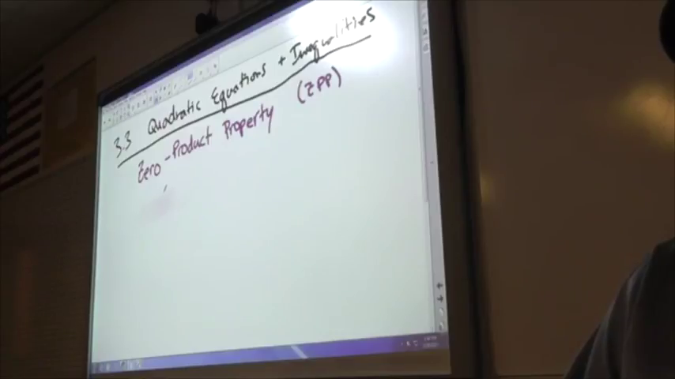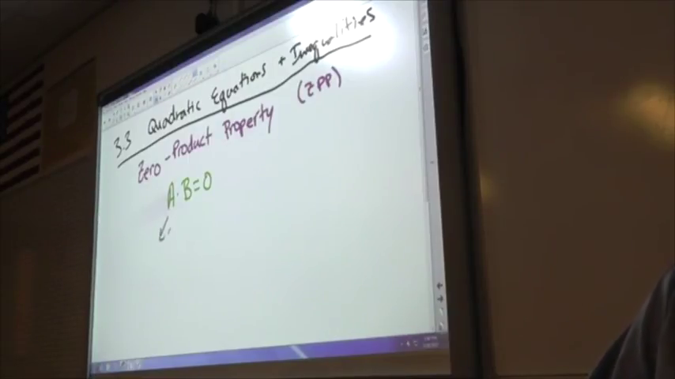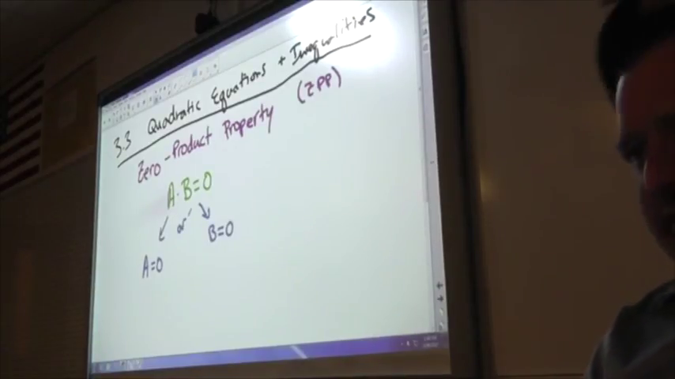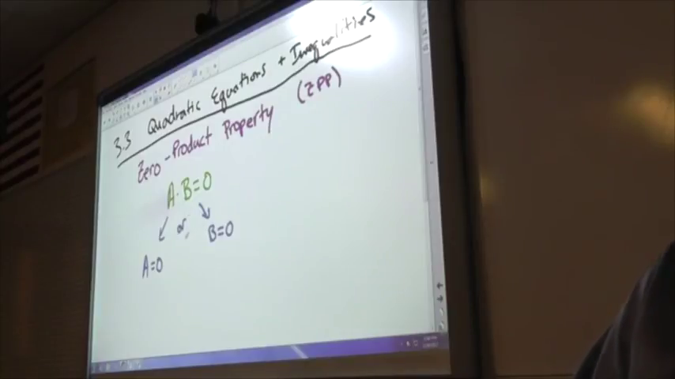So it's really simple. A times B equals 0 means, this is exactly how I'm going to write them when I do this, A equals 0 or B equals 0. It's actually or, right? If I say A times B equals 0, one of them has to be 0. Has to be. Or both of them could be 0. So this is when we factor quadratics, and then, well, let's just do a problem.